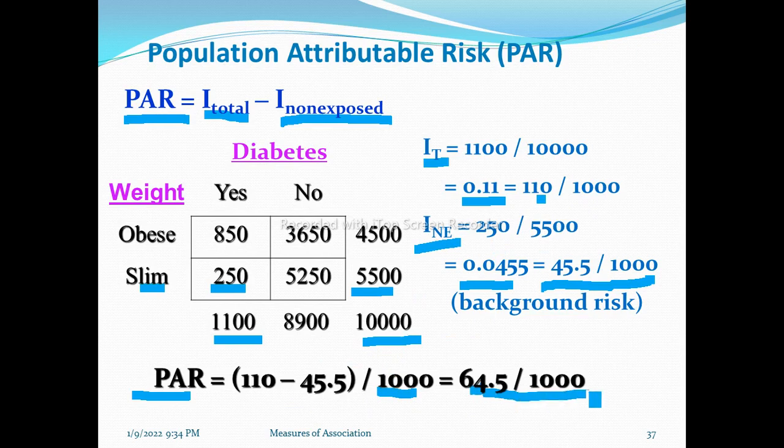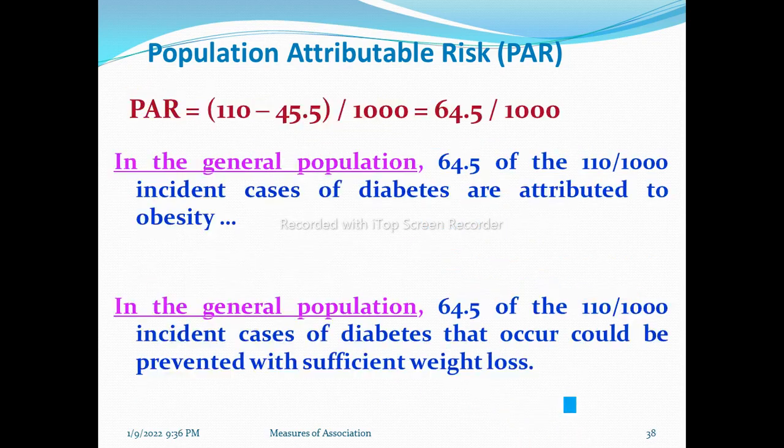64.5 per thousand. So this is known as population attributable risk. Population attributable risk is 64.5.